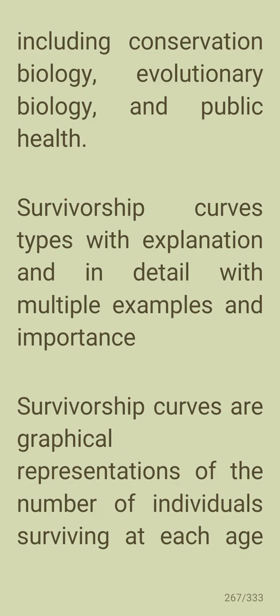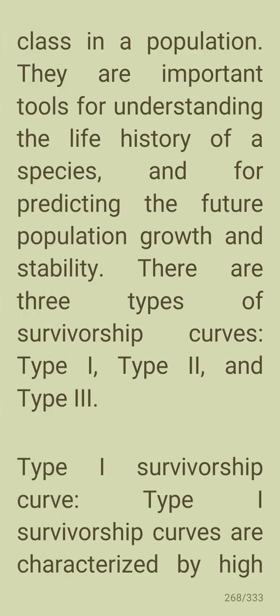Next, survivorship curves. Survivorship curves are graphical representations of the number of individuals surviving at each age class in a population. They are important tools for understanding the life history of a species and for predicting future population growth and stability. There are three types of survivorship curves: type 1, type 2, and type 3.